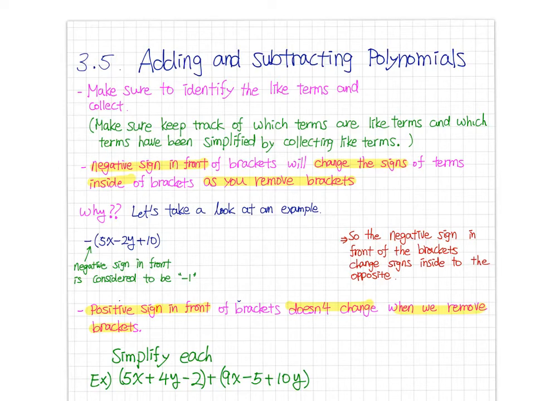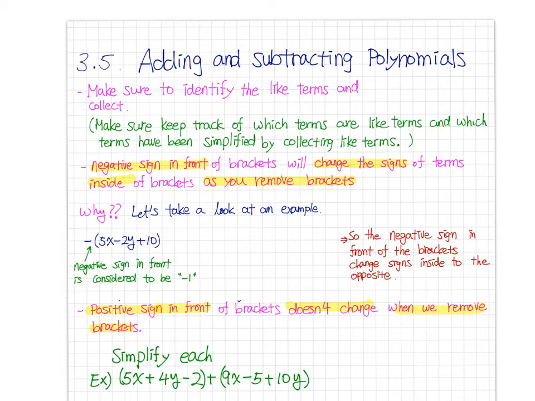Okay, so we know how to collect the like terms. The variable must be the same and its power must be the same. Then we can compute the coefficients of the like terms. If you have a negative number in front of the brackets, that changes the sign of the terms inside of the brackets as well. So we're basically combining those two ideas.